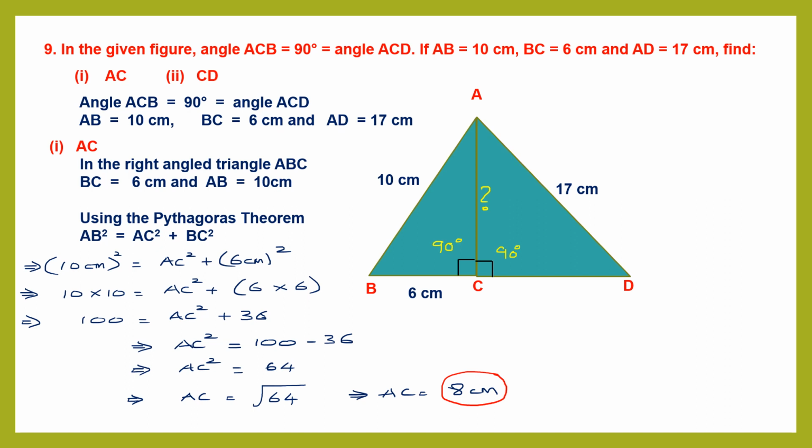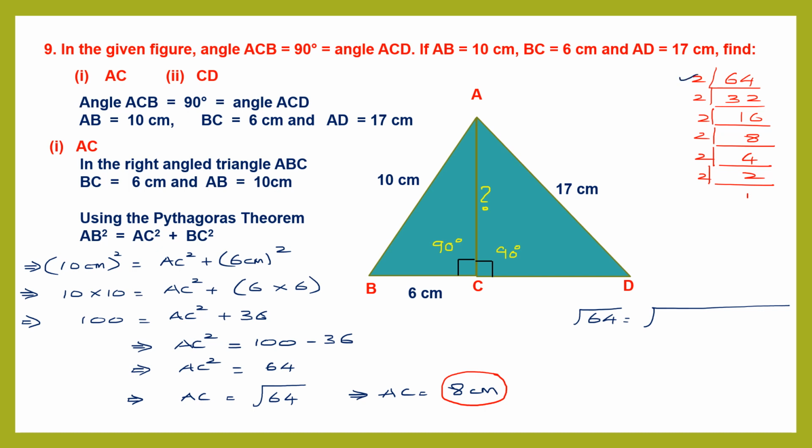Now, if you want to find the square root by the prime factor method, let's do it. So 64 is divided by 2. 2 3s are 6, 2 2s are 4. Again, you divide by 2. 2 into 16 is 32. 2 8s are 16. 2 4s are 8. 2 2s are 4. And 2 1s are 2. Now, let's write down all the prime factors of 64. Putting the square root sign first, let's count all the 2s. 1, 2, 3, 4, 5, 6.